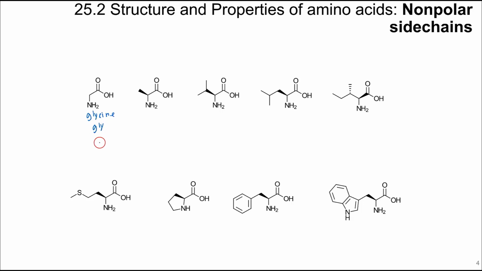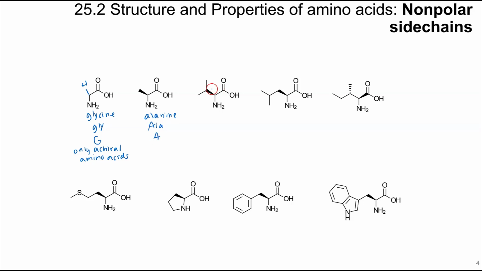abbreviated GLY and G. Glycine has the side chain that is H only, and this is the only amino acid that is achiral. And that's because there's a H as a side chain, so there's 2 hydrogens on that carbon. The next amino acid is alanine, which has a CH3 for a side chain. This is ALA for 3-letter, and then A for the 1-letter abbreviation.